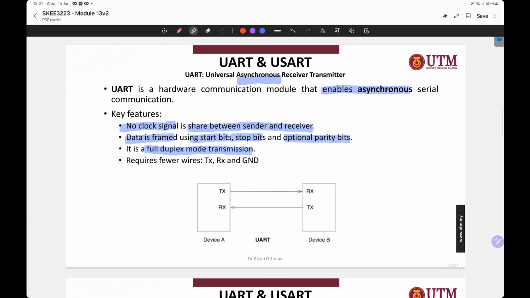UART is a full duplex mode transmission. Full duplex mode means that you can transmit and receive at the same time, meaning both device A and device B can transmit and receive at the same time. And UART requires fewer wires, only 3 wires for UART communication. One is the wire for the transmitter, the second is the wire for the receiver, and the third is the wire for the ground.